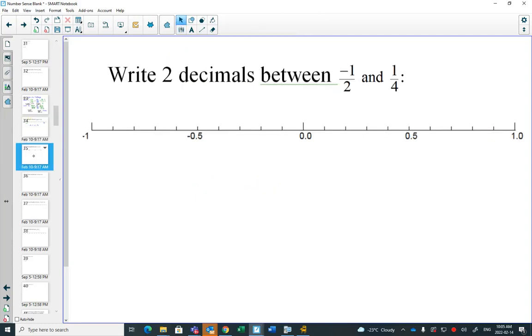Next one, label 1/2 and 1/4 on this number line. So each number line is changing a little bit, right? You have to figure out what's the scale of this number line, where are those values going to be, and then you have to come up with 2 decimals between -1/2 and 1/4. Again, 10 seconds and then I'll label them.